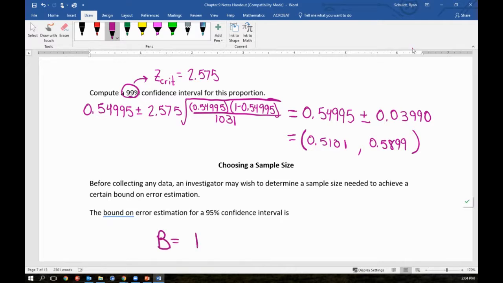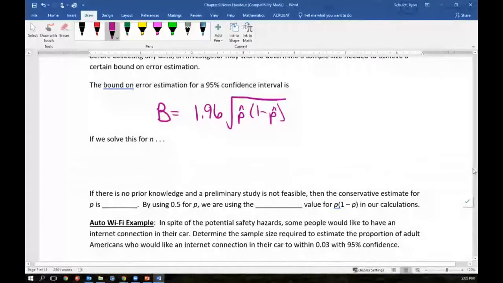B equals, so remember our bound is just the last part essentially. P hat times 1 minus P hat over N.